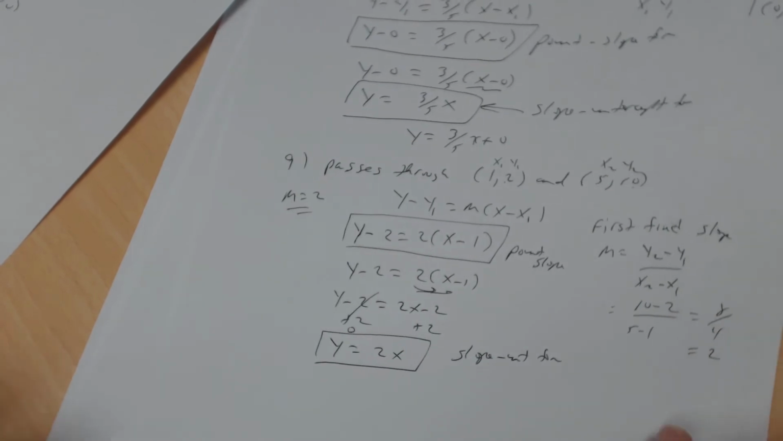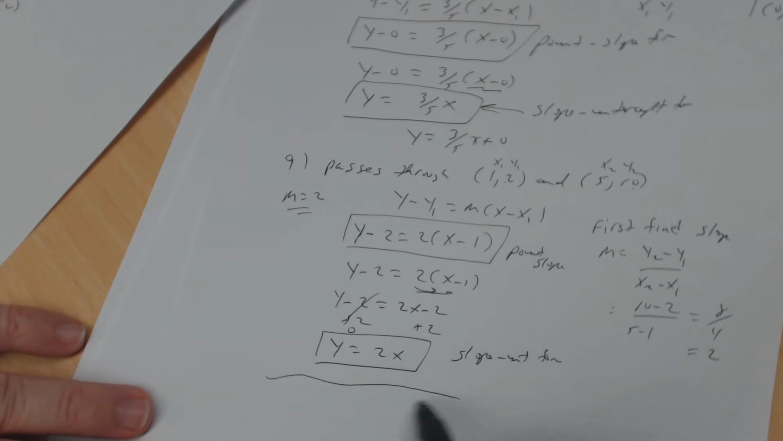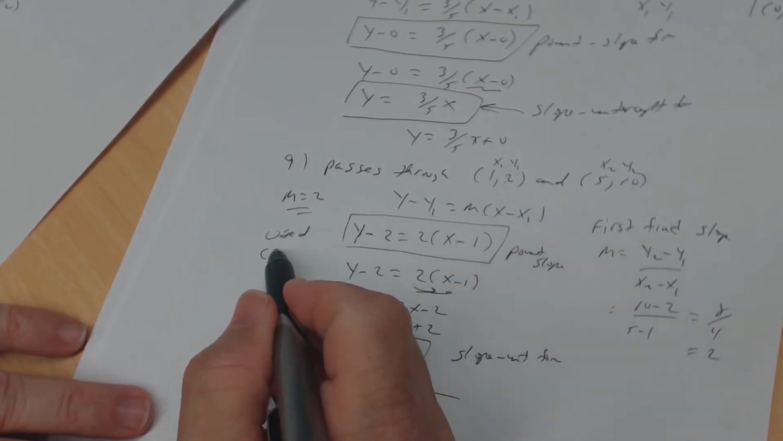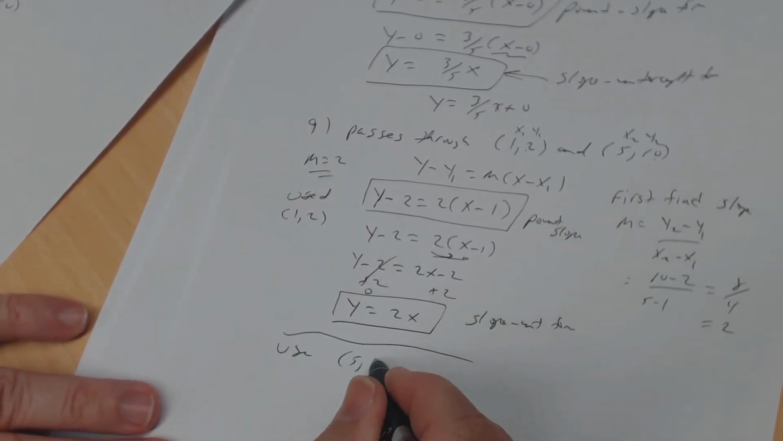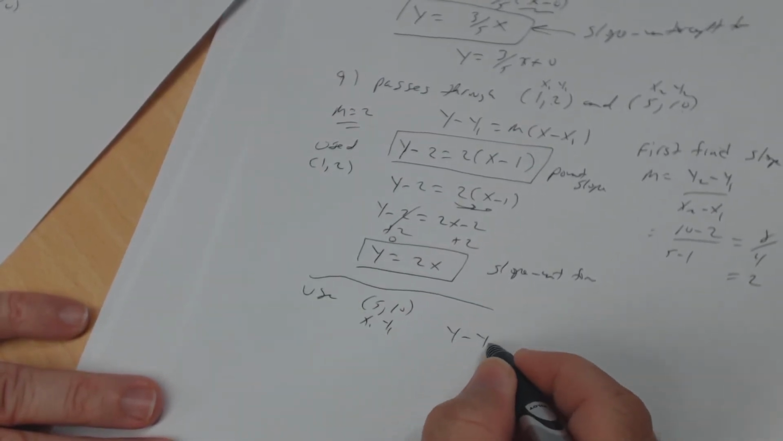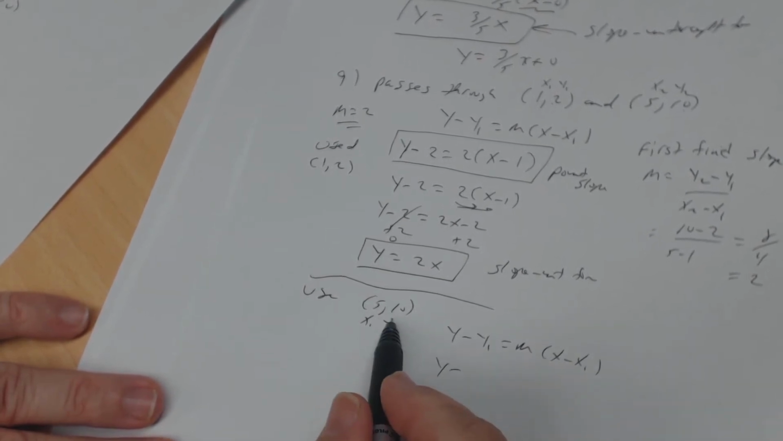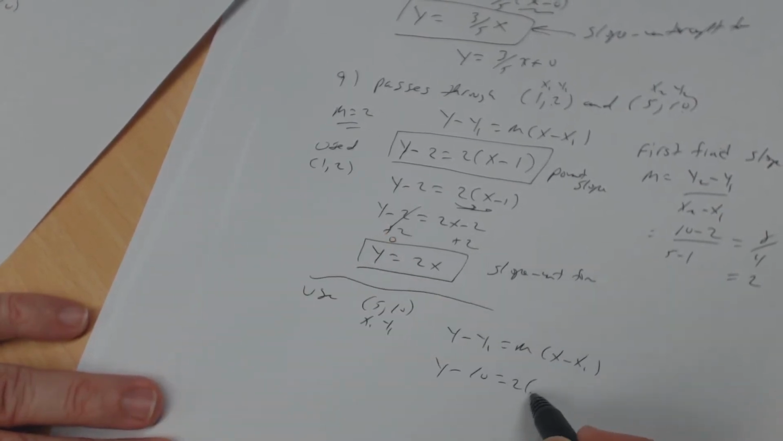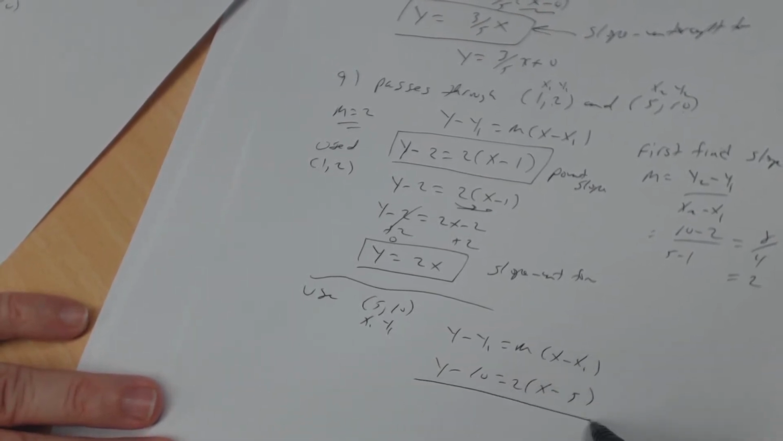Okay? All right, now let's do the same problem, but this time let's use the other point. For this one, I used 1, 2. So let's use the other point, 5, 10. So this is x1, this is y1. So I get y minus y1 equals the slope times x minus x1. So y minus y1 this time is 10 equals the slope, remember the slope is 2, times x minus x1, which is 5. All right, so there's your point slope form.